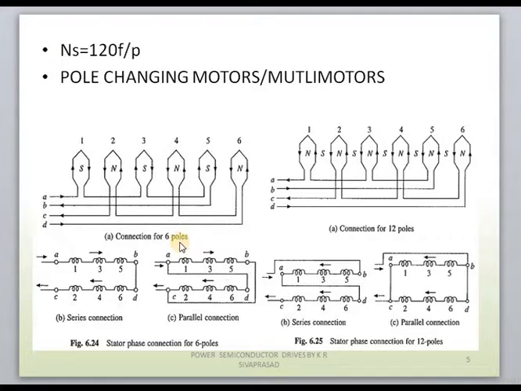If you want to change the speed of the machine, we have to change the number of poles. Then we can change the number of poles also by using this type of connection. We have another set of coils, and we can clearly observe here coil A to B, that is, the starting point is A.